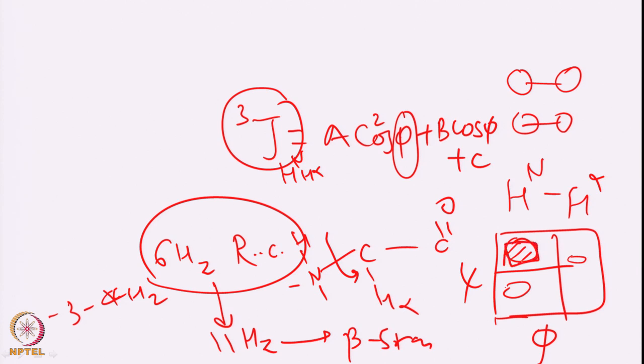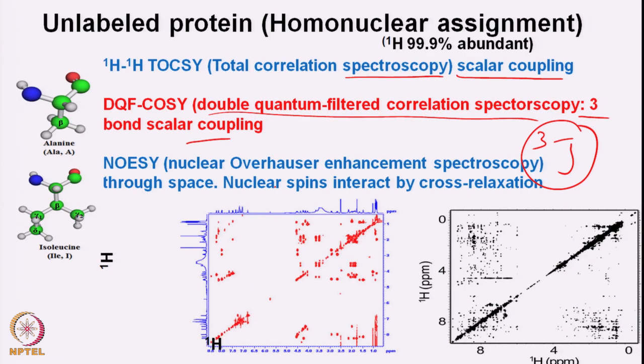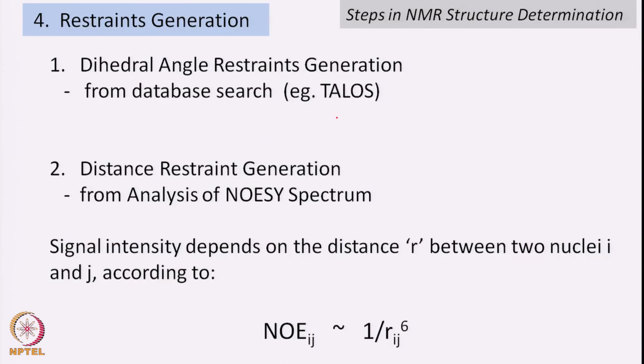this region. That means, if you remember the values, here is 0, this is minus 180, plus 180. Okay. So, one can calculate the phi and psi just by looking at the J value. Experimentally determined from DQF COSY, double quantum filter COSY, you can already guess the conformation of the polypeptide chain.